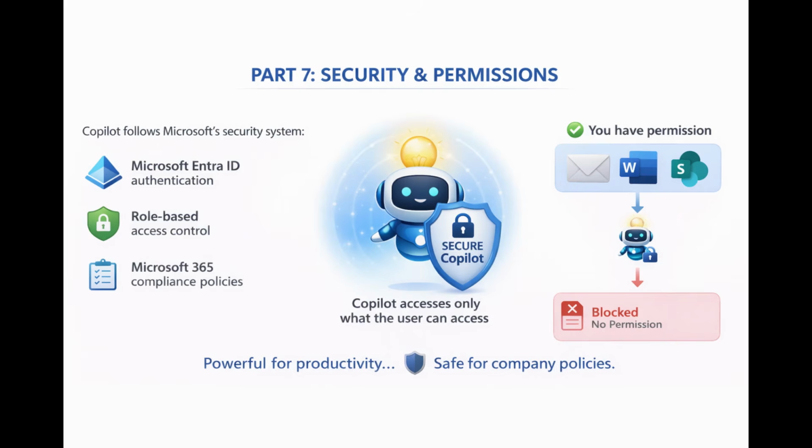Now let's talk about security, because this is the reason Microsoft Copilot is enterprise ready. Copilot follows Microsoft security systems such as Microsoft Entra ID authentication, role based access control, and Microsoft 365 compliance policies. It means Copilot can only access the same data that the user is already allowed to access. So if you don't have permission to open a file, email, or SharePoint document, Copilot cannot read it either. That's why Copilot is designed to be powerful for productivity but also safe for company policies.